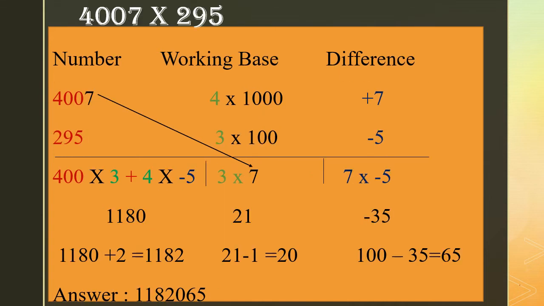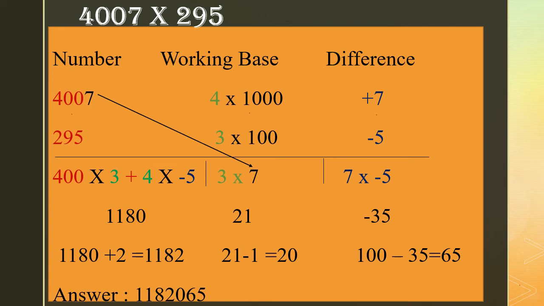Now we are multiplying 4007 by 295. For the number 4007, we are taking the working base as 4000, which is written as 4 times 1000, and the factor will be 4. And the difference from the base would be plus 7. By adding 7 to 4000, we get 4007.